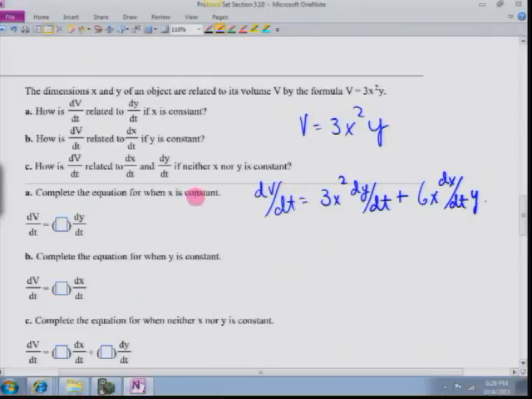Complete the equation for when x is a constant. When x is a constant. Well, if it's a constant, and this is y, I just want you to think about this. If this were like 6y, what's the derivative of 6y? 6. So if this is a constant, what's the derivative of this? 3x squared? That's the constant. Does that make sense? Sometimes you have to let things be other things, and that's what this is getting ready for.